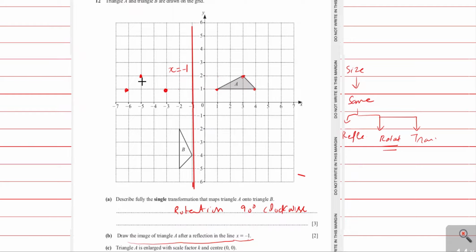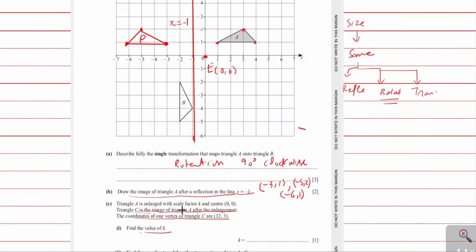And after I mark these points, we will join these points and we get the image of triangle A after reflection in x equals minus 1, and we name this triangle P, and we mark the image points here. This is minus 3, 1, next minus 5, 2, and third is minus 6, 1.